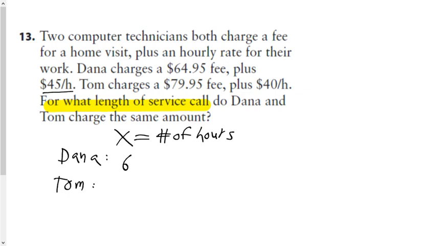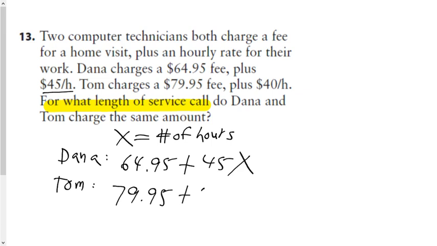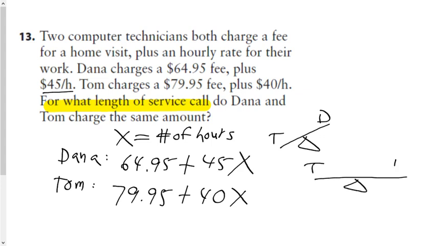For Dana, it's $64.95 plus $45 an hour. So 45 multiplied by the number of hours that he works. That's how much Dana will charge you for showing up at your door. Tom, on the other hand, charges you a slightly larger initial fee, but it will be less per hour. So if we think about this as a scale, if it's 0 hours worked, Tom will charge you more money, right? But eventually, depending on the number of hours, because he charges you less per hour, there is a moment at which these two sides are going to be equal.